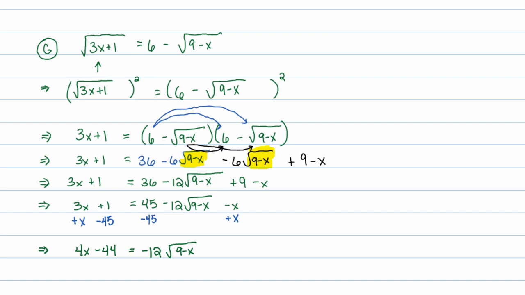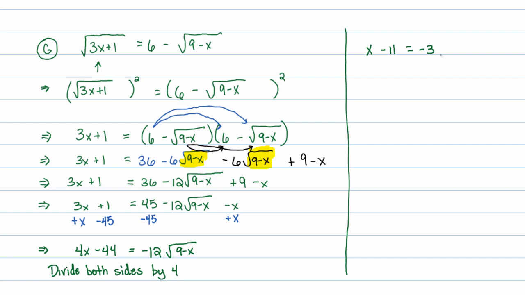Now, what I'm going to do here is not critical that you do, but it does help out in your calculation a little bit. I'm going to notice that all these coefficients, this 4, this 44, and this 12, are all divisible by 4. So to make the numbers smaller, I'm going to divide both sides by 4. Sometimes making numbers smaller is such a good idea. So if you notice that, take advantage of it. So divide every term there by 4. You'll get x minus 11 is equal to a negative 3 times the square root of 9 minus x.